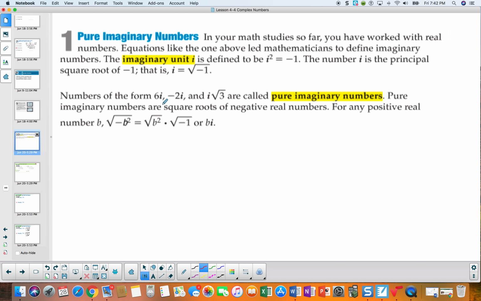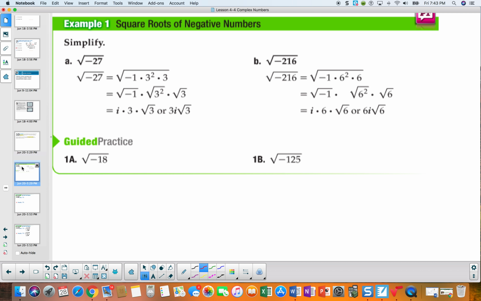These numbers are pure imaginary numbers because they all have the letter i. And what does i stand for? It stands for root -1. Pure imaginaries are square roots of negative real numbers. For any positive real number b, the square root of -b is the square root of -1 times the square root of b, and we'll have bi. All right, let's take a look at some number examples.